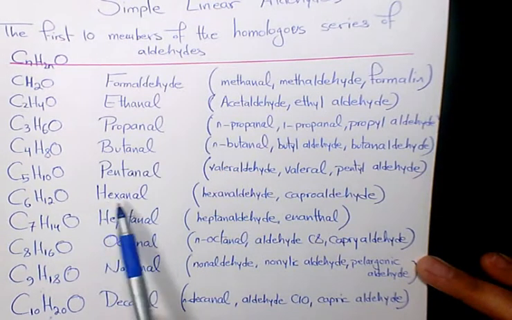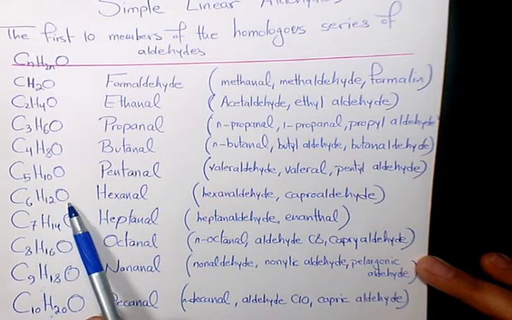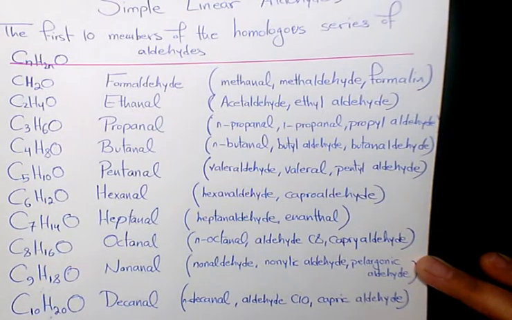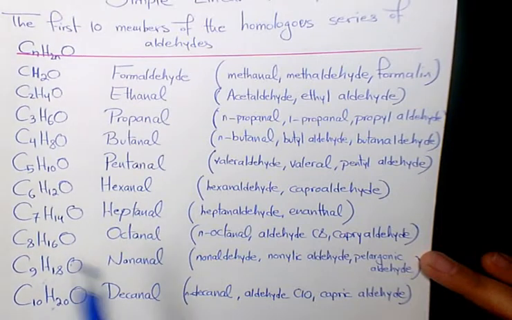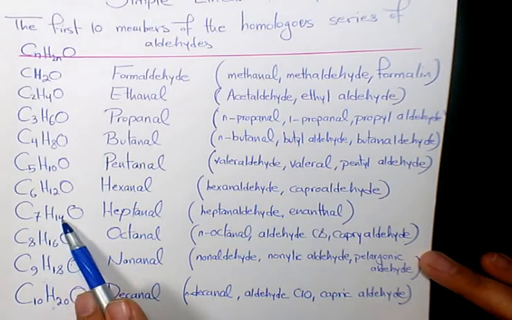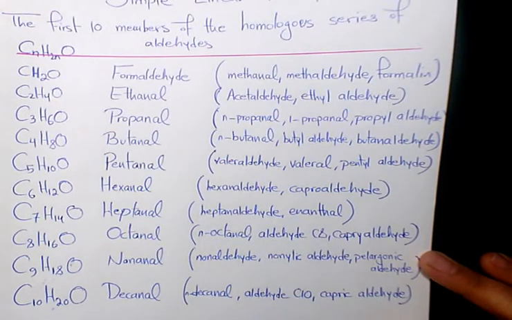Next one, we have hexanal, C6H12O. We have hexanaldehyde, capraldehyde, normal hexanal, 1-hexanal. These are all the names for linear hexanal. Next one, linear heptanal, C7H14O. The other names can be n-heptanal, normal heptanal, 1-heptanal, heptylaldehyde, heptanaldehyde. These are all different names for heptanal.